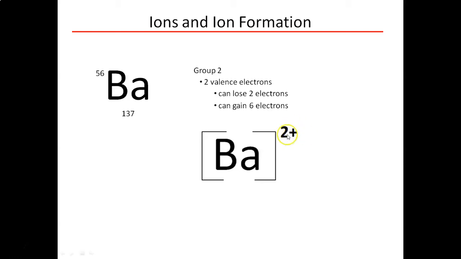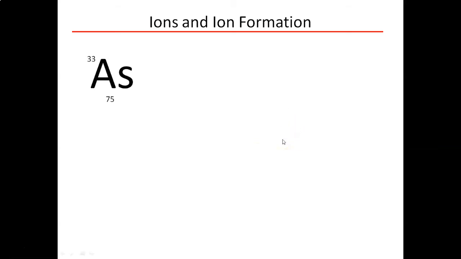Or sorry, it lost 2 electrons. We put it in square brackets. We have no dots around it because it lost its electrons, and it has a 2 plus charge because it lost the 2 electrons and now has 2 more protons than electrons.